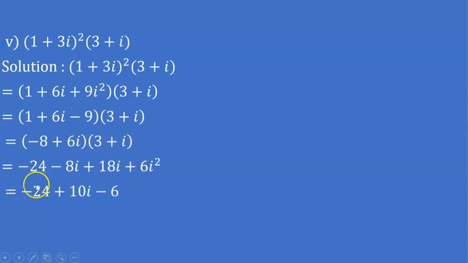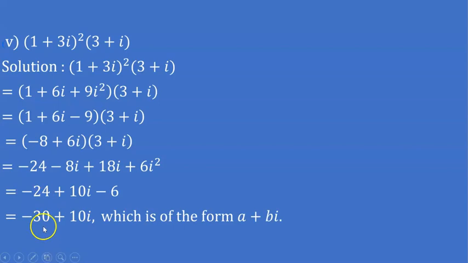Now here, minus 24 minus 8i plus 18i. After simplification, you will get 10i. And here, i square means what? Minus 1. Minus 1 into 6, overall you will get minus 6. Minus 24 minus 6, then you will get minus 30 plus 10i, which is of the form a plus ib.